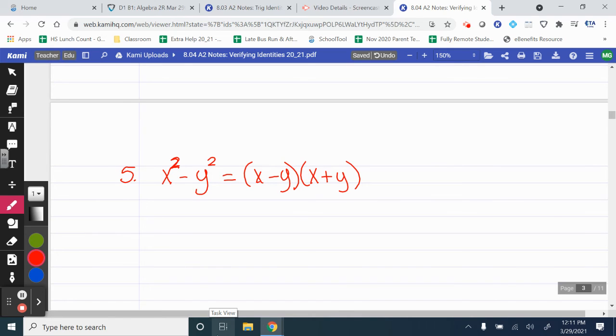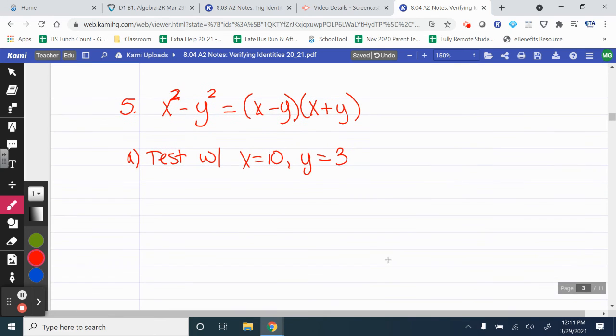So if we want to prove this, first of all, you could test it with some numbers. So let's do that first. Test with x equals 10 and y equals 3. So go ahead and substitute in 10 for all your x's, 3 for all your y's, and see if you get a true statement. Go ahead and pause the video, do that right now.